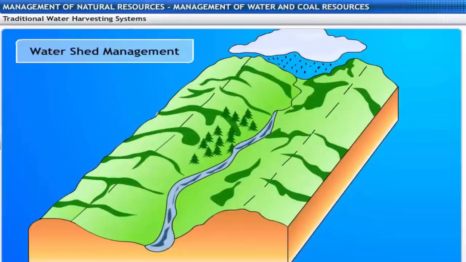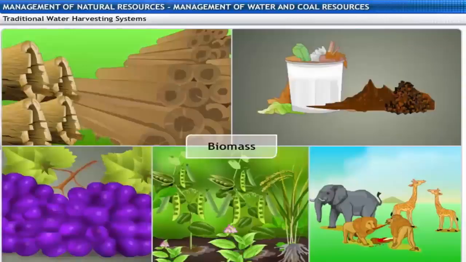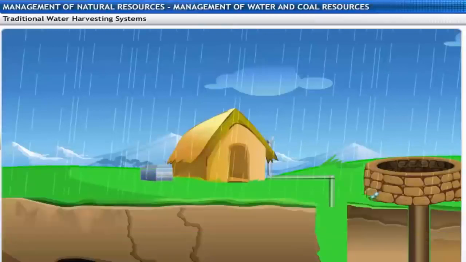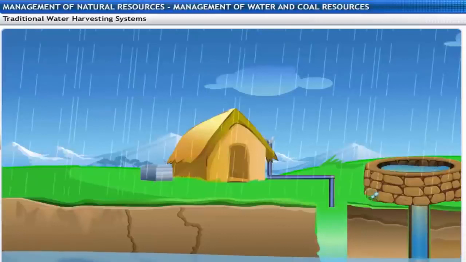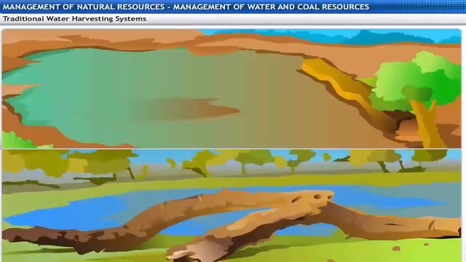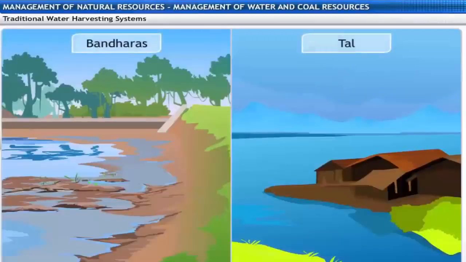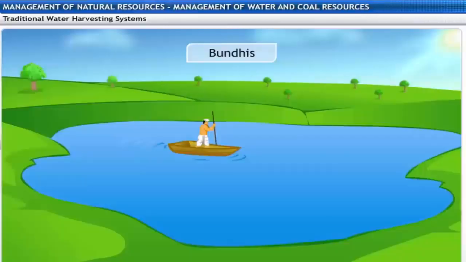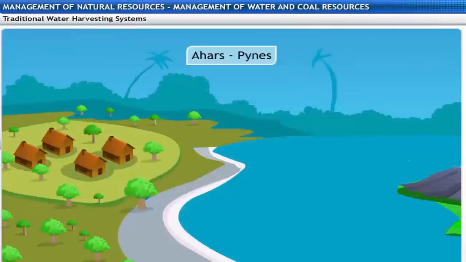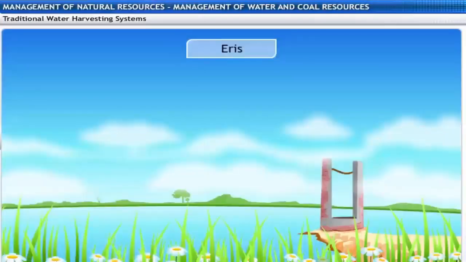Watershed management aims for water conservation in order to increase the biomass production. Water harvesting is an age-old concept in India. Water harvesting techniques are named differently at different places, but the use remains the same. For example, they are called khadins and nadis in Rajasthan, bandharas and tals in Maharashtra, bundis in Madhya Pradesh and Uttar Pradesh, ahars and painis in Bihar, and eris in Tamil Nadu.